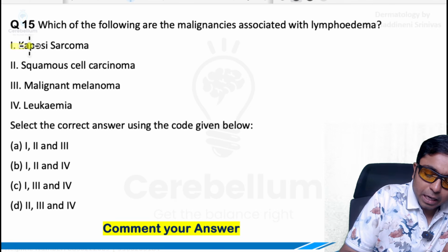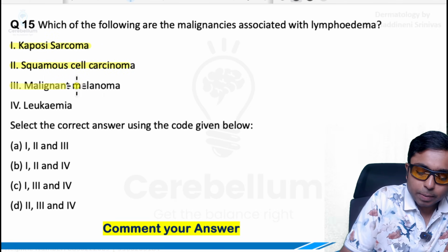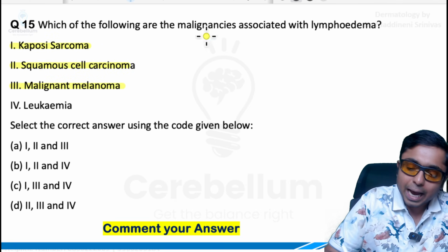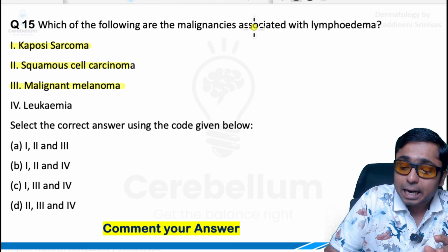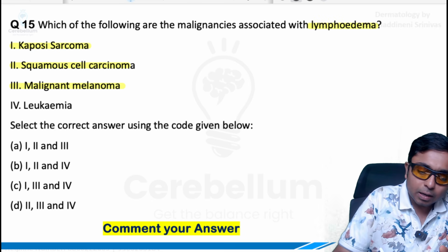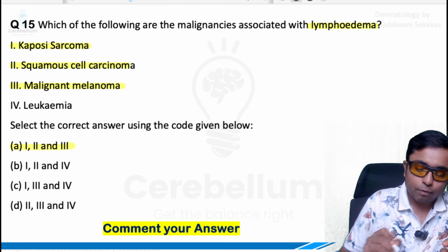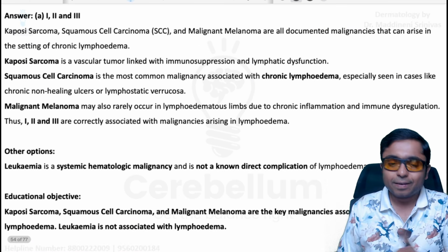Remember, we have Kaposi sarcoma, squamous cell carcinoma, and also malignant melanoma, which can be malignancies associated with, again, lymphedema. So the answer is going to be option A, 1, 2 and 3. Leukemia is not associated with lymphedema.